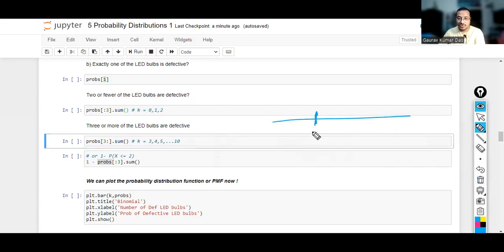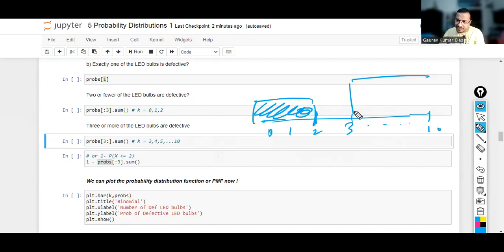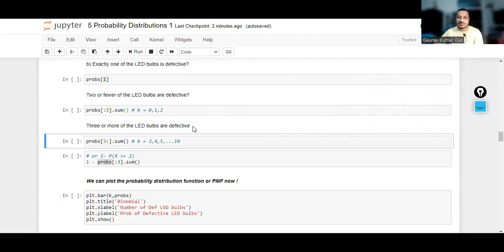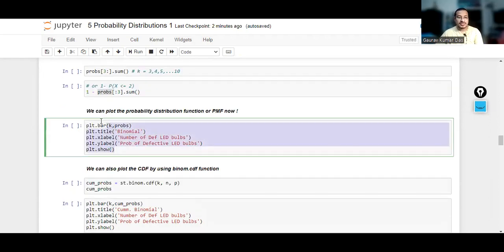The previous question was 0, 1, 2, 3, and so on till 10, right? So this probability we have already found out. Next question: because this is discrete, there can be no events between 2 and 3, right? So next, all I have to do is simply subtract this particular probability from 1 to get this. Same way. Now you can plot the distribution curve.